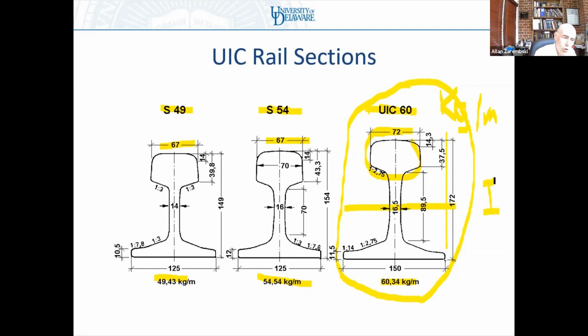Also, because you buy rail by weight, the cost of rail is in euros per kilogram, or actually euros per ton, or dollars per ton, depending on where you're buying it. And the heavier the rail section, the more expensive it is to put down a kilometer of rail.